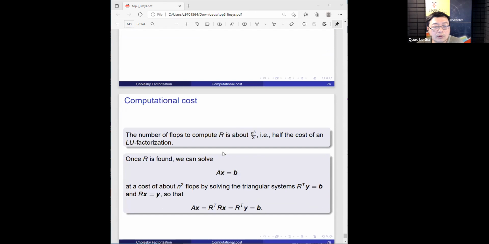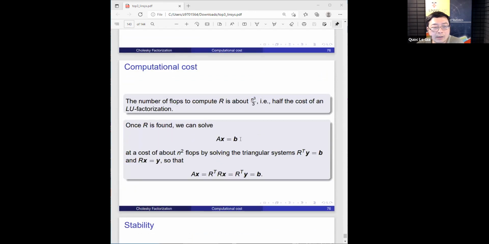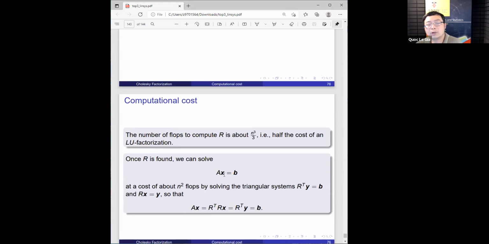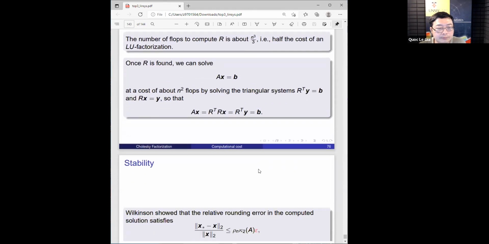Then you can solve the linear system AX equals B by first solving R transpose Y equals B, then solving Rx equals Y. Since A equals R transpose R, and Rx equals Y, and R transpose Y equals B, X is a solution of AX equals B. This is similar to solving by LU factorization, but it will be faster, half the time.